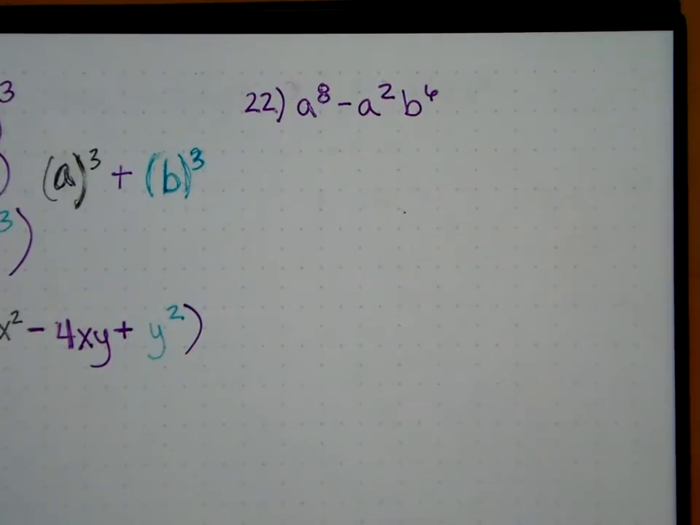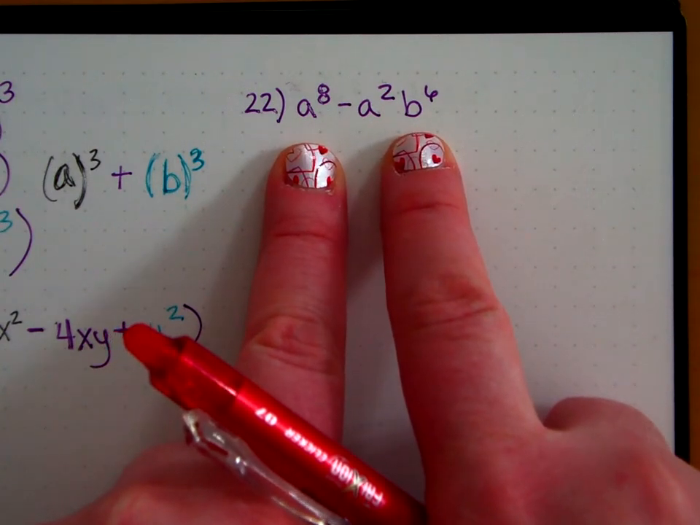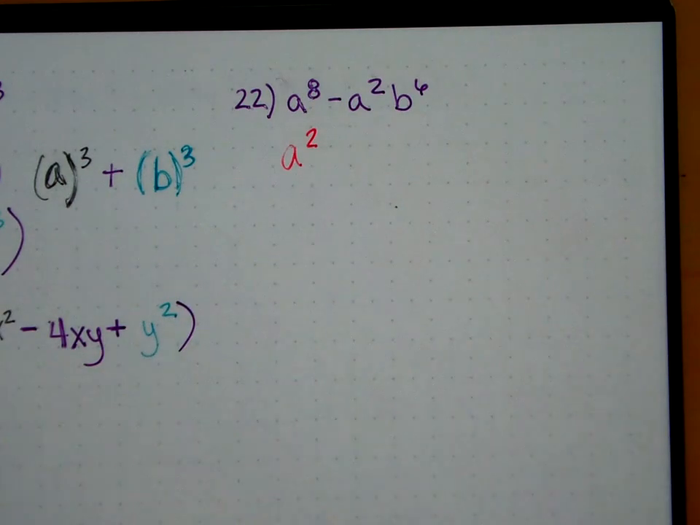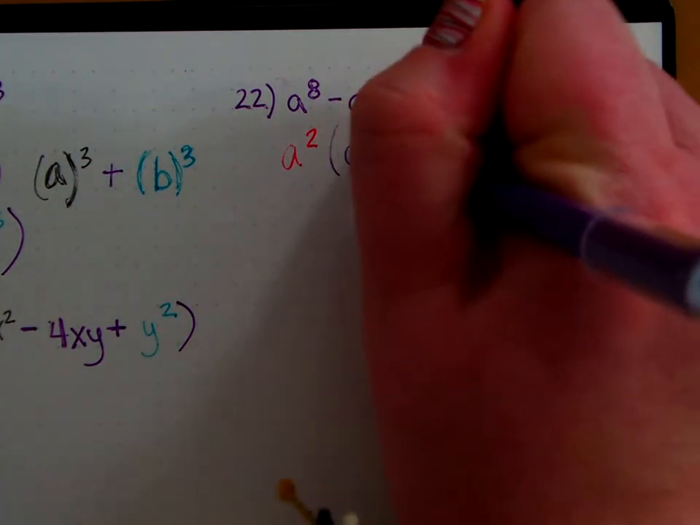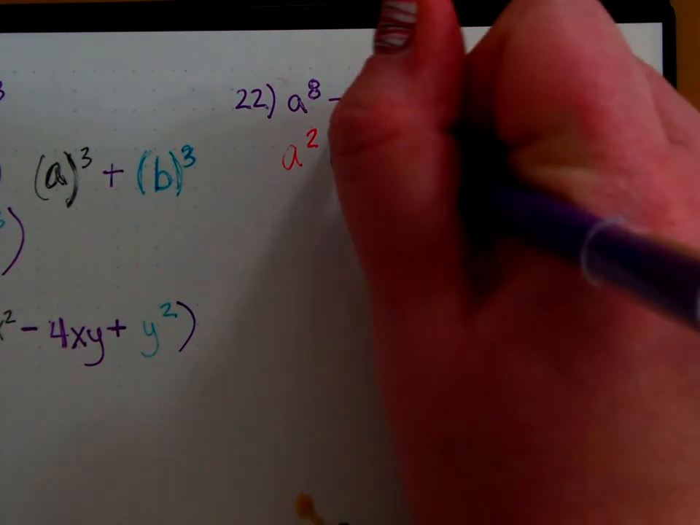Now, this next problem, you can do by cubes or you can do by squares. I'm going to do by difference of squares. Why am I going to do by difference of squares? Well, let me show you. The common term in both of these is a squared, so I'm going to pull an a squared out. So I have a squared times a to the 6 minus b to the 6.